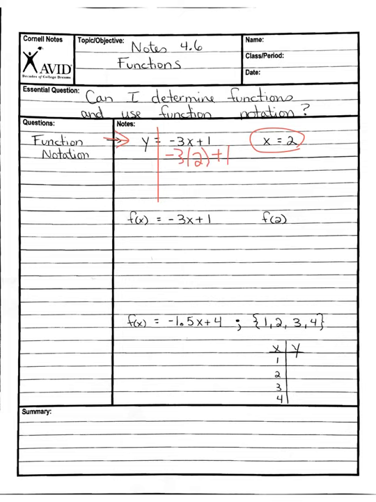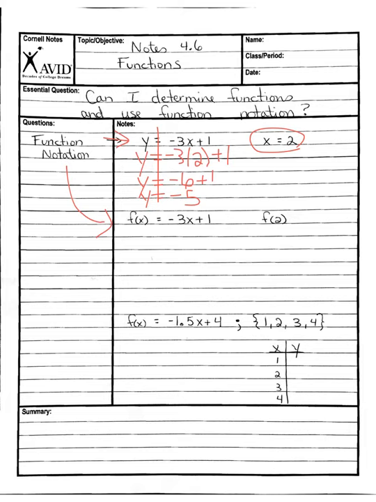Always substitute in parentheses. So if we want to get our y value, negative 3 times 2, make sure you use the correct order of operations, we get a negative 6 plus 1, and we get a negative 5. We have just substituted. It told me what x was, it had me substitute it. Well, when we have function notation, it looks the same. It is the same, I should say.